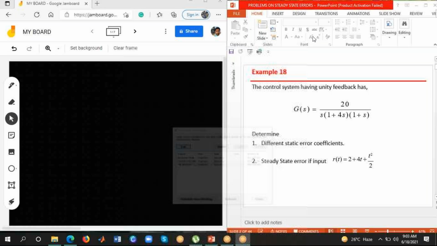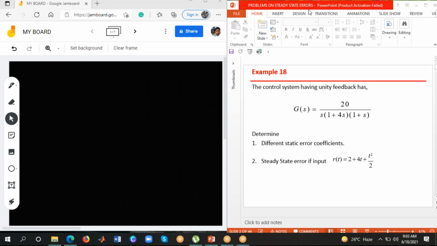Good morning, students. In today's class, we are going to solve a few problems on steady state errors. In last class, we started on a problem, so we will continue in this class. This is the problem we discussed yesterday. Already we found the first question, that is different static error coefficients.